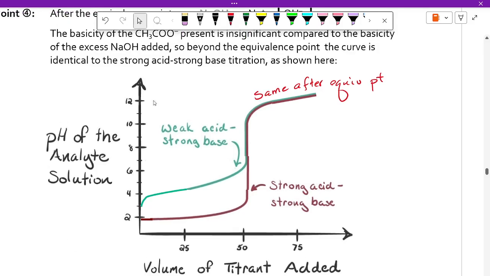So for our weak acid, strong base, you are going to look for higher initial pH. Can I just call it pHi? You are going to look for the hill at the beginning, hill at the start. And you're going to look for equivalence point pH greater than 7. So those are your 3 clues. Yes?